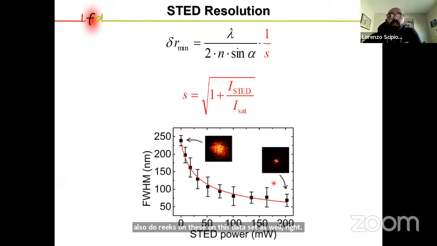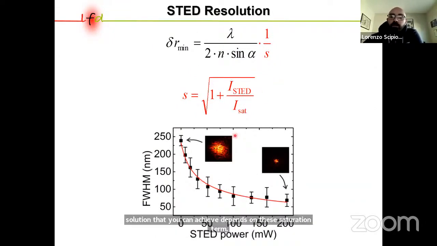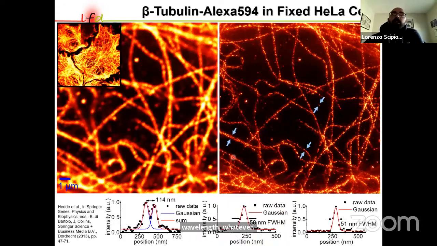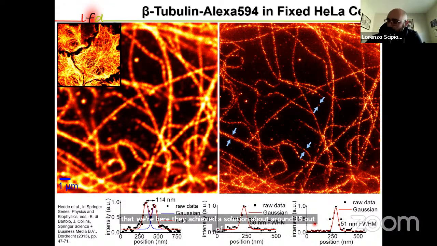The resolution that you can achieve depends on this saturation term that is intrinsic to the fluorophore, depletion wavelength, whatever. But basically, you can go down to like 50 nanometers or something. And as you can see here, this is, for instance, tubulin. You can get from a diffraction limited to a super resolution image. And you can see that here they achieved a resolution of around 50 nanometers, which is pretty small.